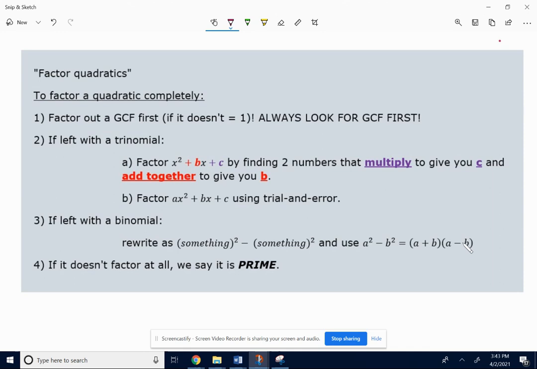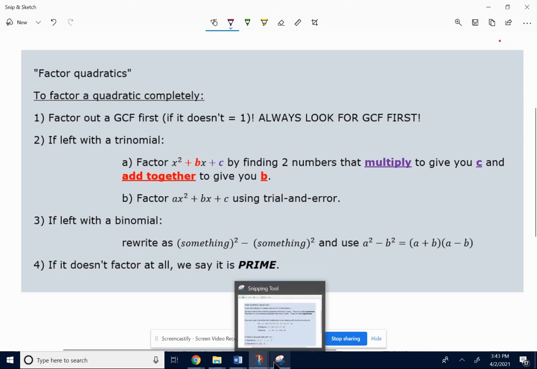I will say this, if you are doing the IXL lesson, I don't know if they'll throw these in, but it's a good thing to know. If you have a quadratic that doesn't factor at all, it doesn't have a greatest common factor, and you can't factor it with one of the other tricks, you just can't do anything with it, we say it is prime. Again, I don't know if that'll show up on the lesson or not, but just in case. Okay, let's do some examples.